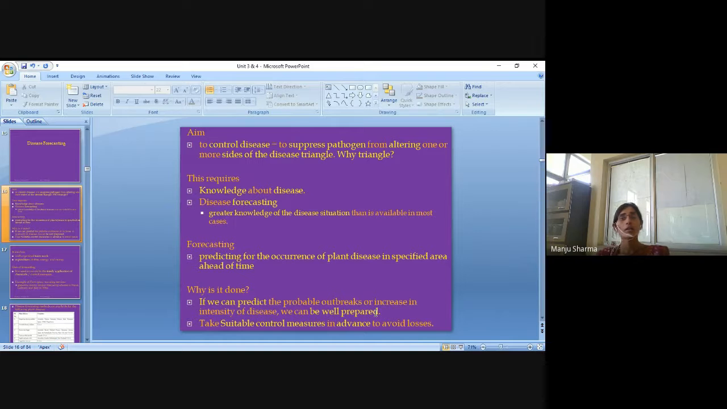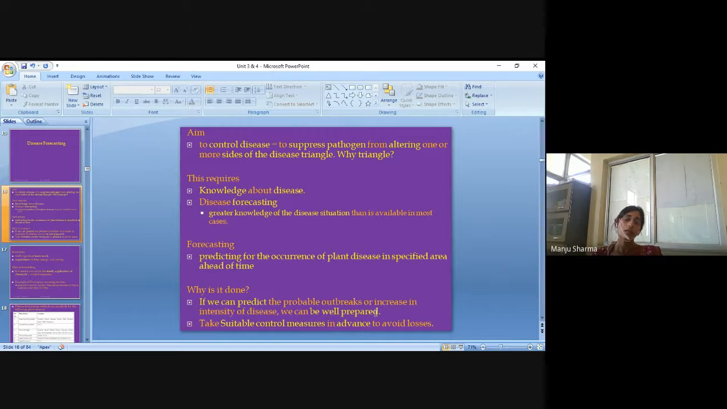This requires knowledge about disease forecasting, greater knowledge of the disease situation than is available in most cases. Then forecasting is predicting the occurrence of plant disease in a specified area ahead of time.